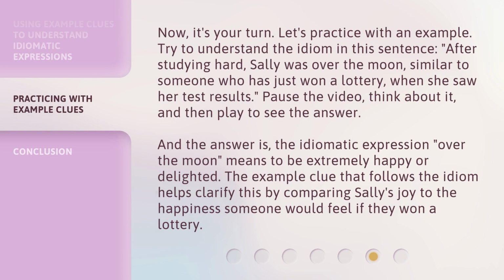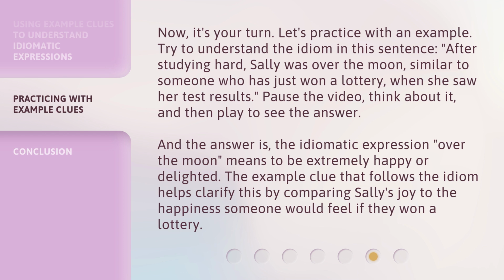Now, it's your turn. Let's practice with an example. Try to understand the idiom in this sentence. "After studying hard, Sally was over the moon, similar to someone who has just won a lottery, when she saw her test results." Pause the video, think about it, and then play to see the answer.